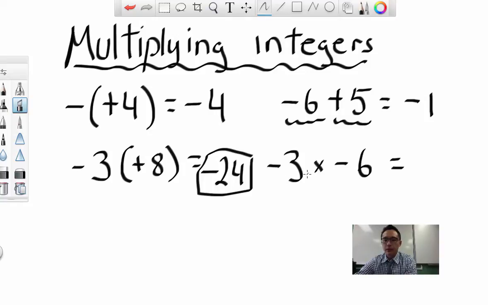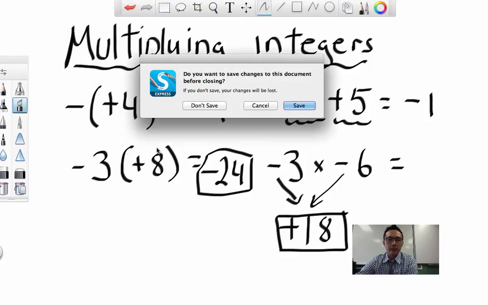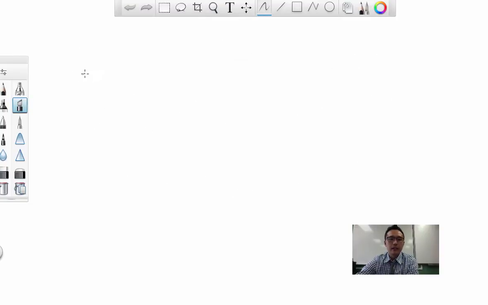For this one, because they're multiplying again, the negative and the negative will make it a positive. 3 times 6 is 18. So your answer is positive 18. Simple as that. If we want it to be really tricky, we can have many signs.